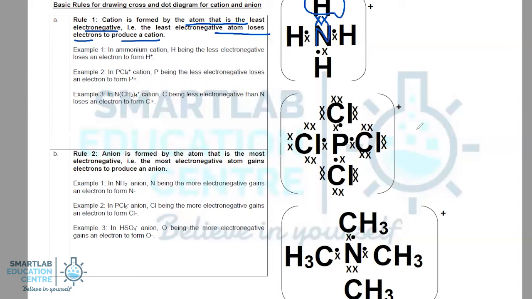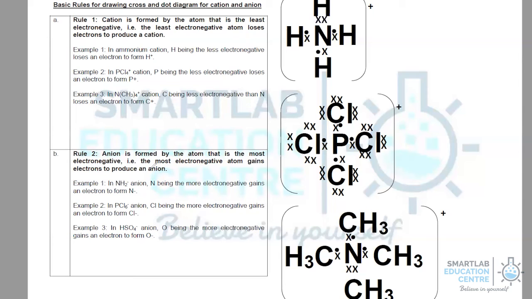The next example we look at is PCl4+. In the case of PCl4+, you will find that again, phosphorus, which is the least electronegative atom, loses one of its electrons. So phosphorus, which is group 15, should have 5 valence electrons, but as depicted in the diagram, it only has 4 because it loses one of its electrons.